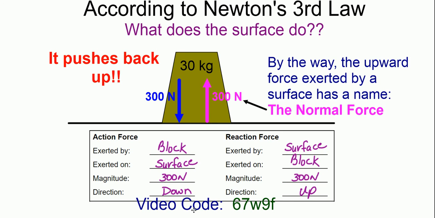Now, here's your video code, and I think you need to write that down, right? While you're doing that, I'll just summarize by saying the weight of an object pushes down, and the surface pushes right back up. Equal and opposite.